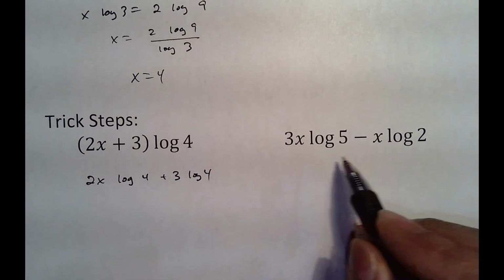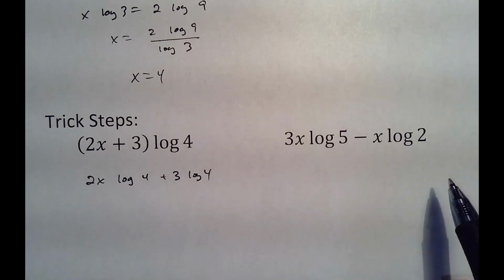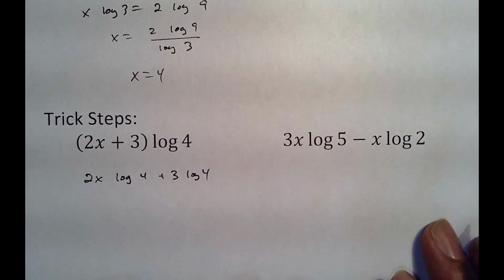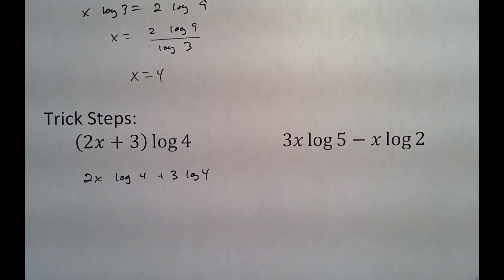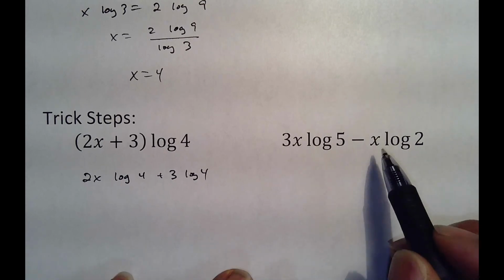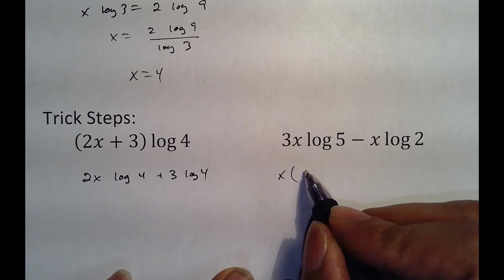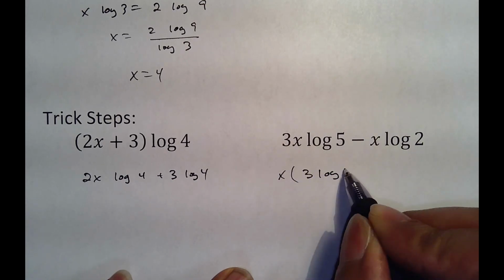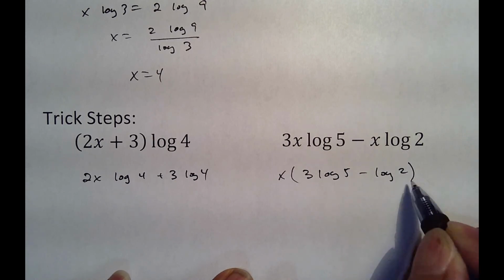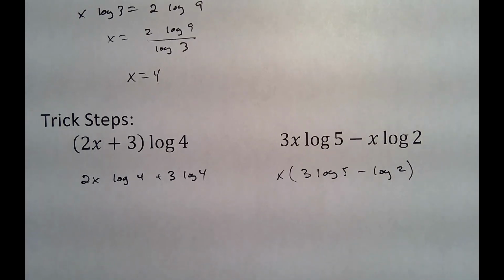And then if you had something like this, 3x log 5 minus x log 2, of course we'll be solving for x, and the only way we can solve for x is if there's only one x. So what we have to do is factor off an x and be left with 3 log 5 minus log of 2. Those are the two main tricks you're going to use today to piece everything together.